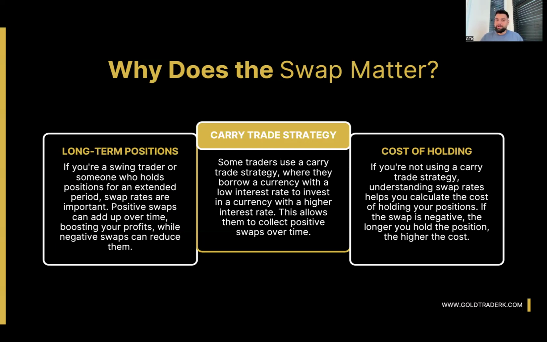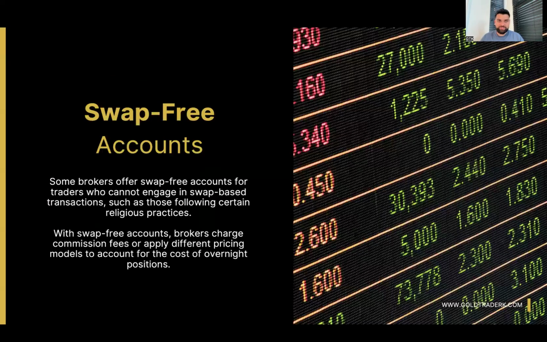Number two, carry trade strategy. Some traders use a carry trade strategy where they borrow a currency with a low interest rate to invest in the currency with a higher interest rate. This allows them to collect positive swaps over time. Number three, cost of holding. If you're not using a carry trade strategy, understanding swap rates helps you understand and calculate the cost of holding your position. If the swap is negative, the longer you hold the position, the higher it costs.